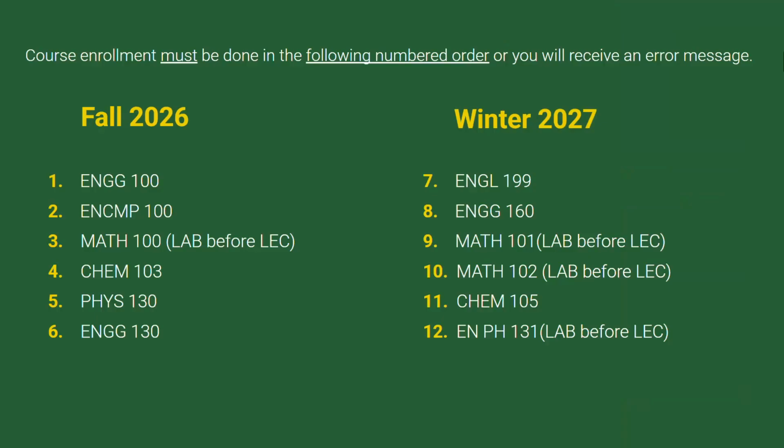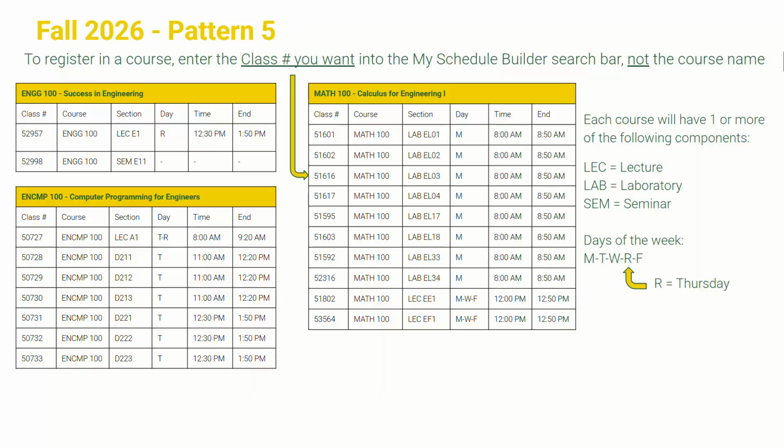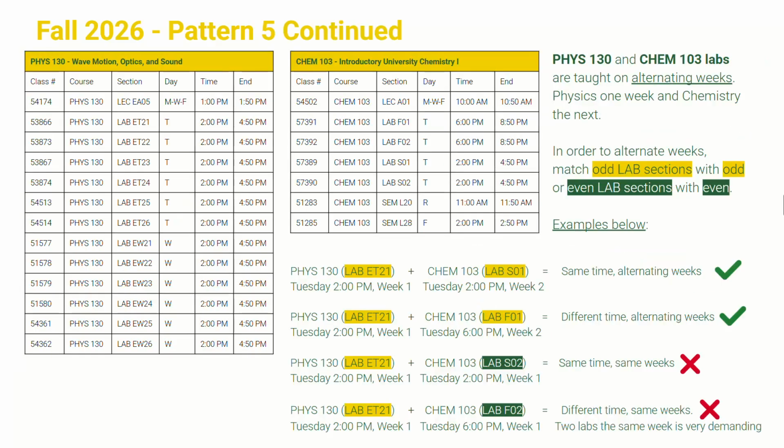You must register in your courses in a specific order so as not to receive an error message, and you will find comprehensive tables of all of the class numbers associated with your pattern. Please ensure that you're referring to any notes, especially for your chemistry and your physics labs, since they are taught on alternating weeks, and you don't want to accidentally have them both on the same week or at the same time.